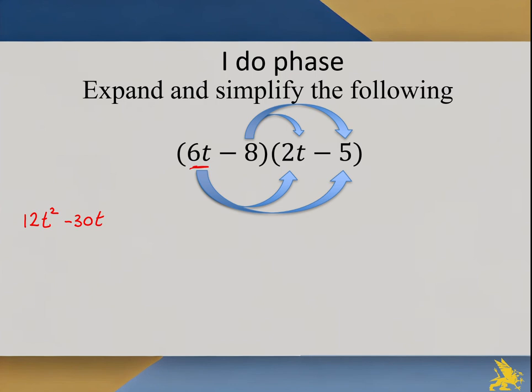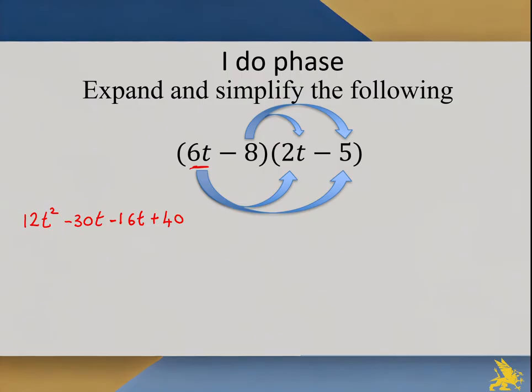Then we move to the 8. Just remember with the 8, it's got the negative there. So a negative and a positive with the 2t is a negative. Then I've got 8 times 2 equals 16. And the t. Then I've got negative times a negative is a positive. Negative, and 8 times 5 equals 40.